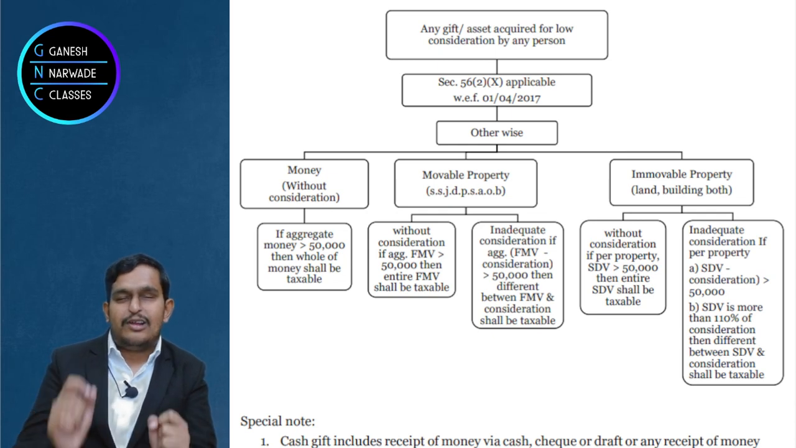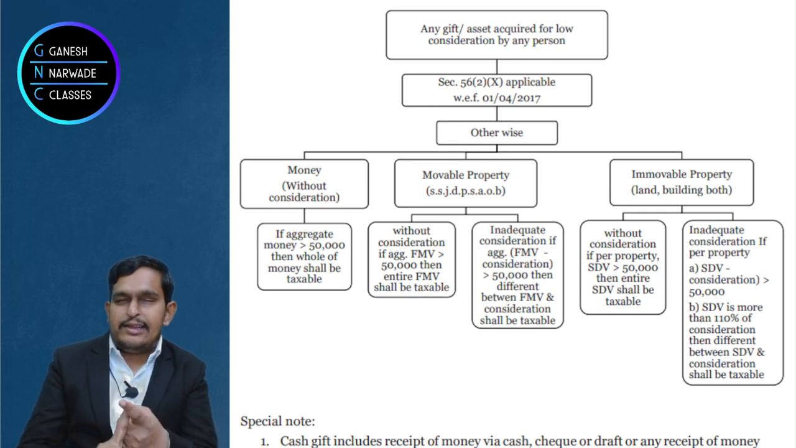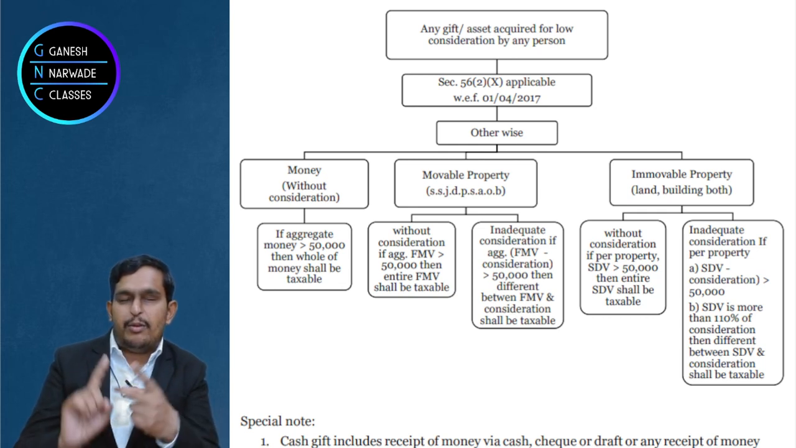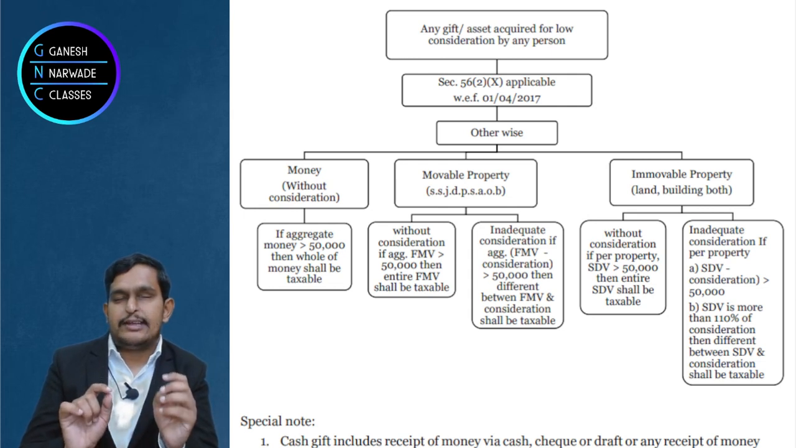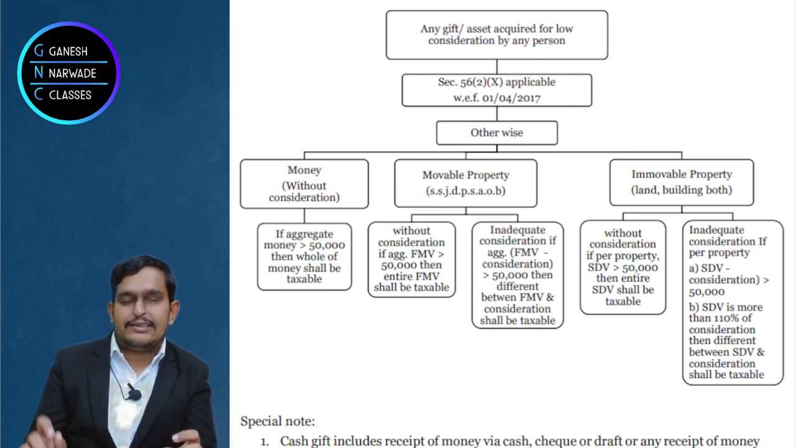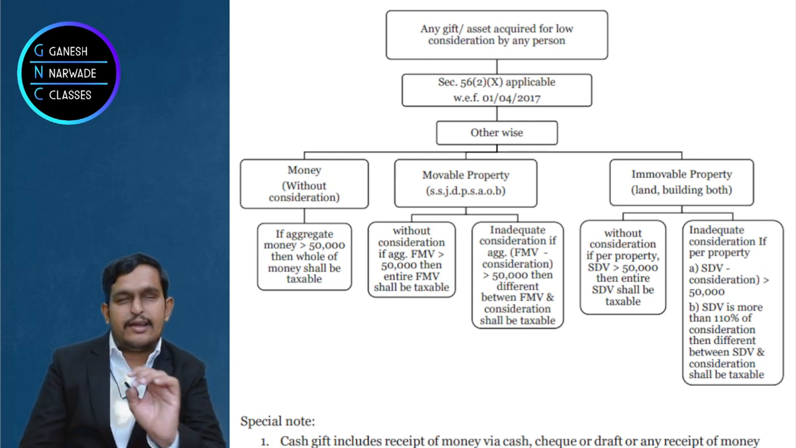Okay. So let's understand. Cash gifts, what they said: throughout the year, from all the people together, if it exceeds 50,000 rupees, then the entire amount is taxable. Clear? Now, cash gift, no other doubt should be there.